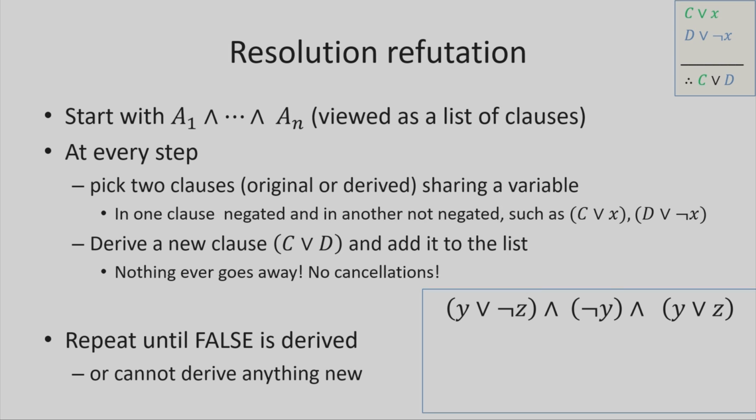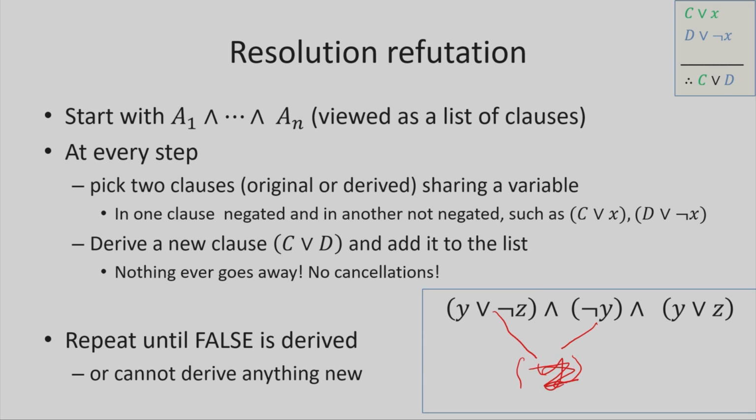So let's pick two clauses. For example, we could pick the first one and the second one, or we could pick the first one and the last one, or we could pick the second one and the last one. Let's pick the first one and the second one, because the first one has a y and the second one has not y. And we could resolve them to get a clause containing just y. Sorry, just not z.